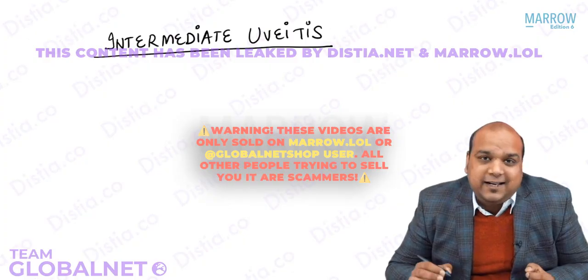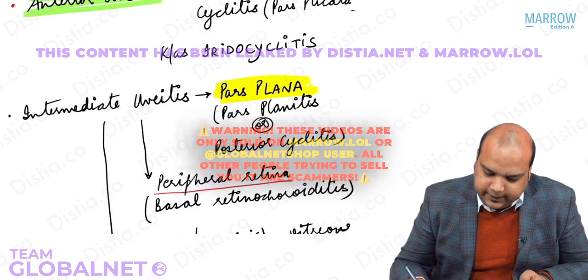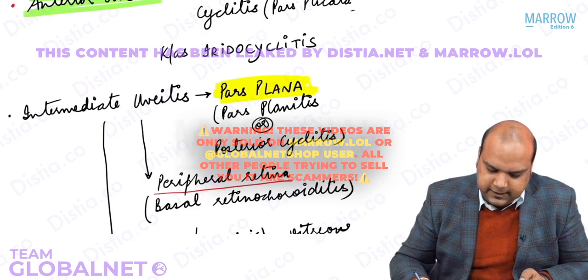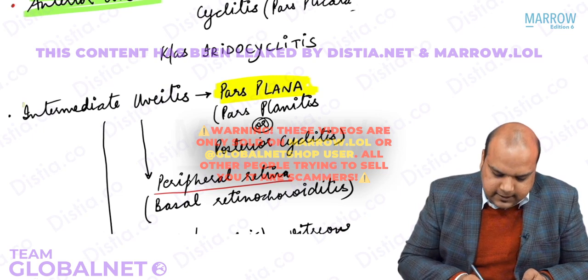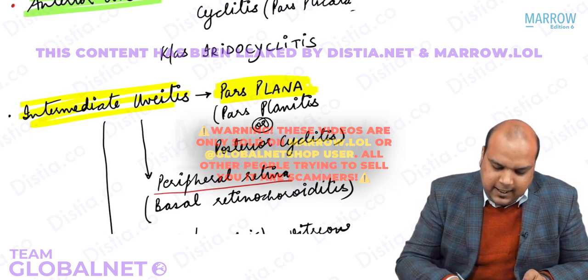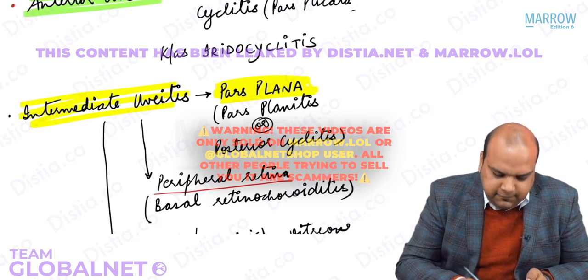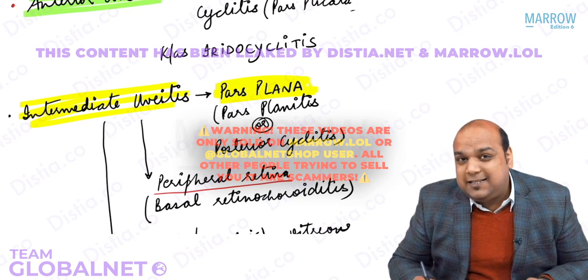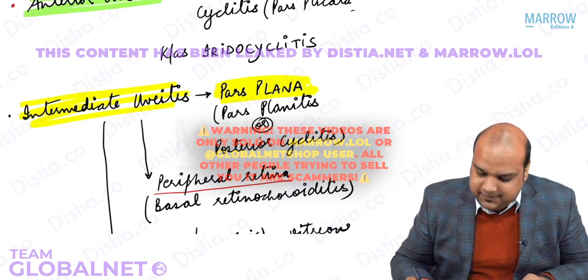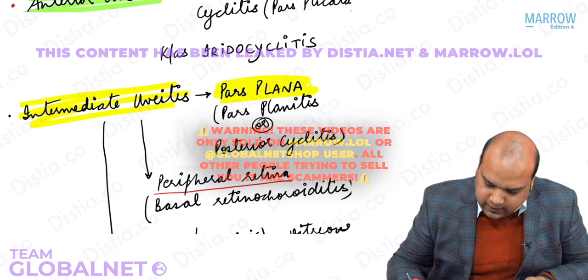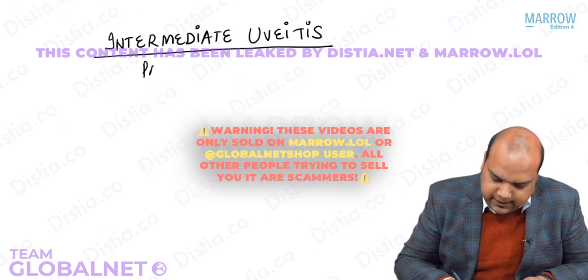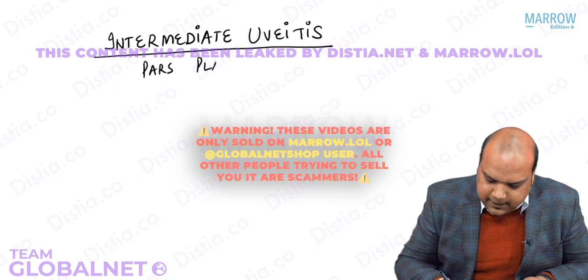So now let's start with the second type of uveitis, everybody. Again, going back to the classification, we are done with anterior uveitis. So now we are starting with intermediate uveitis. As we can see in the classification, and if we remember, intermediate uveitis basically means inflammation of pars plana. Yes. So we can also call intermediate uveitis as pars planitis.